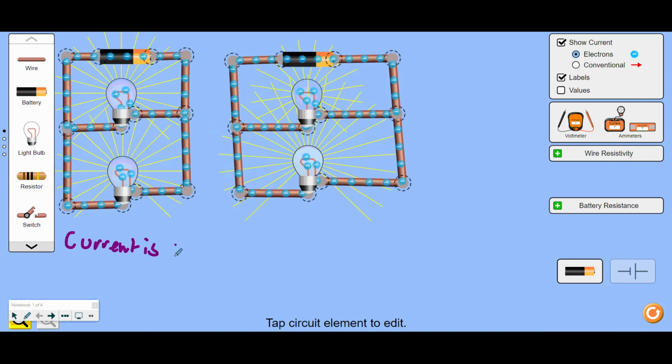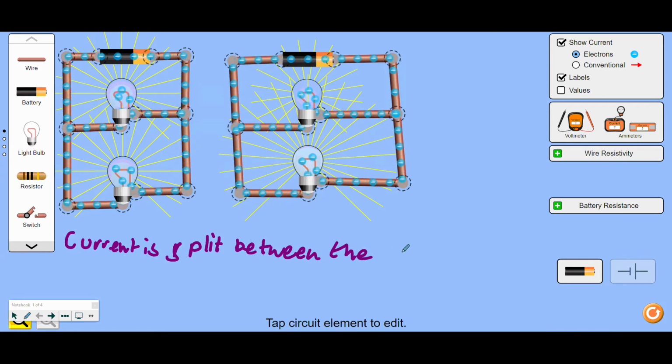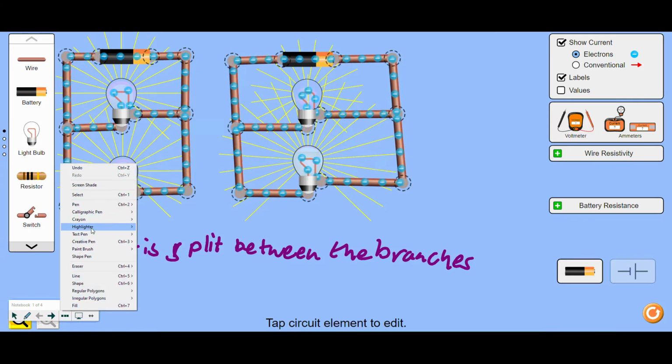is split between the branches. So whatever the current is at the top, or whatever the current is through the battery, won't always be the same everywhere, which is a point we need to remember on this. It gets split up between the different branches.